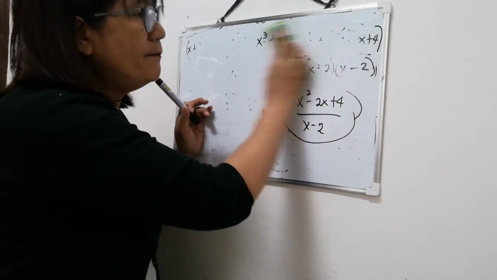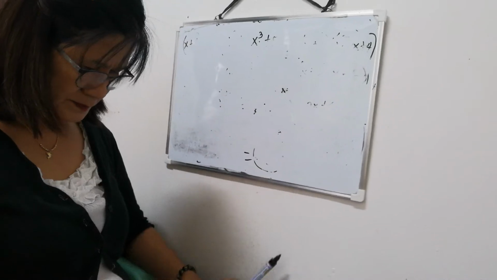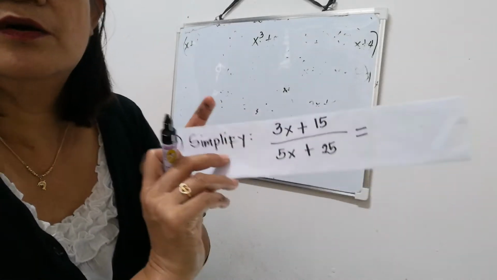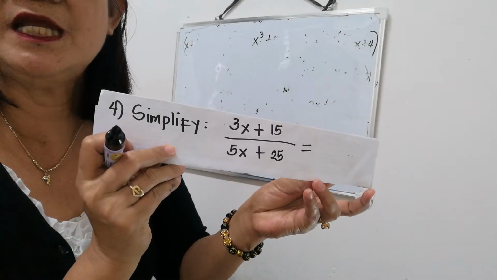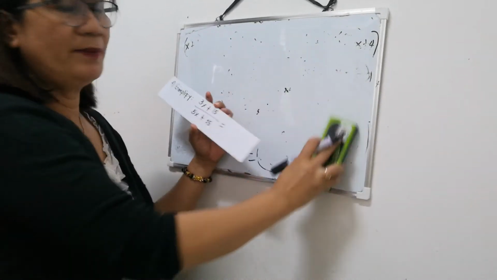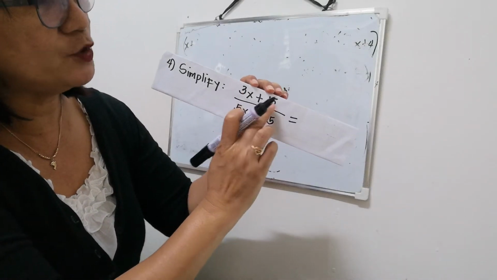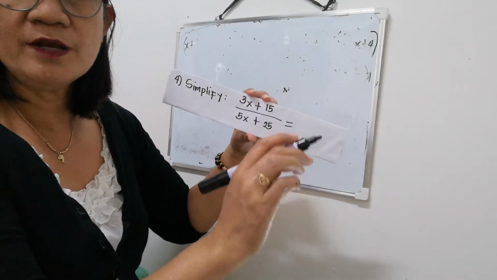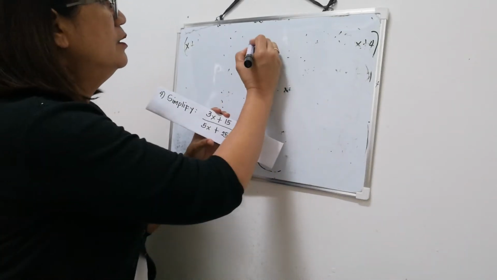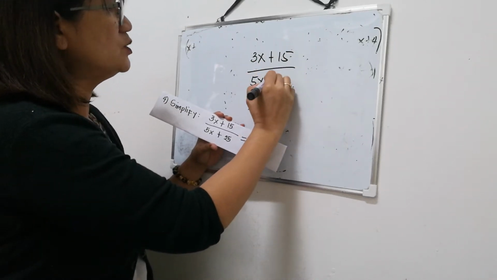So let's have another example. The next example here is simplify 5x plus 15 all over 5x plus 25. So here, parehong binomial yung numerator and denominator pero wala tayong negative sa gitna. Hindi rin sila perfect cube roots. Kaya ang gagamitin natin ay factoring polynomial that contains greatest common monomial factor. Okay, so we have 5x plus 15 all over 5x plus 25.